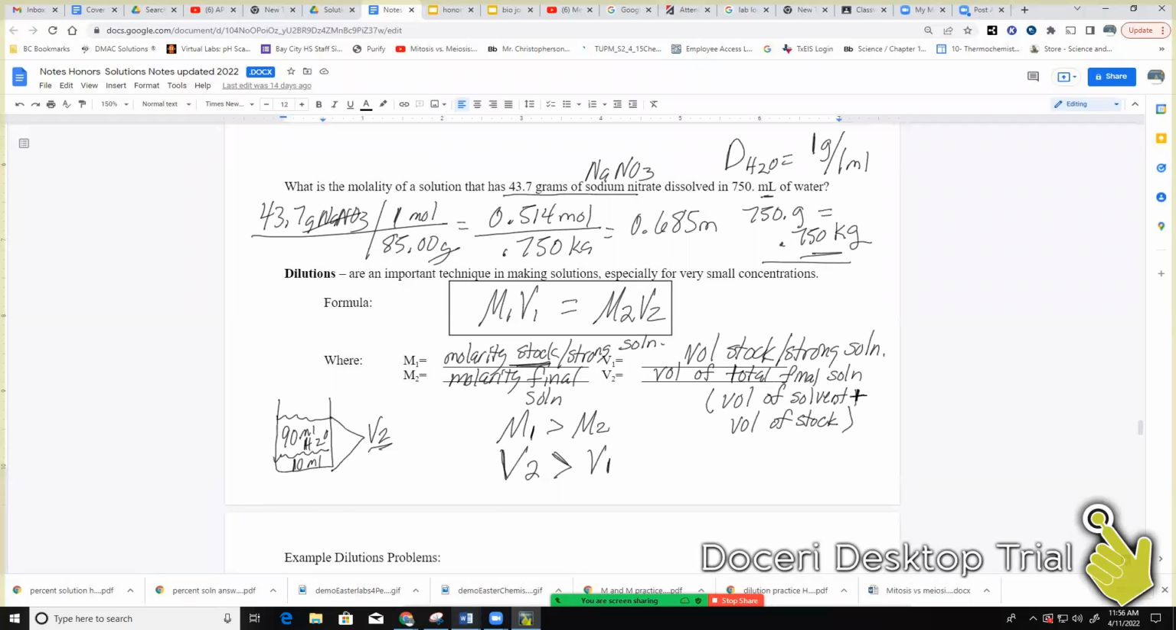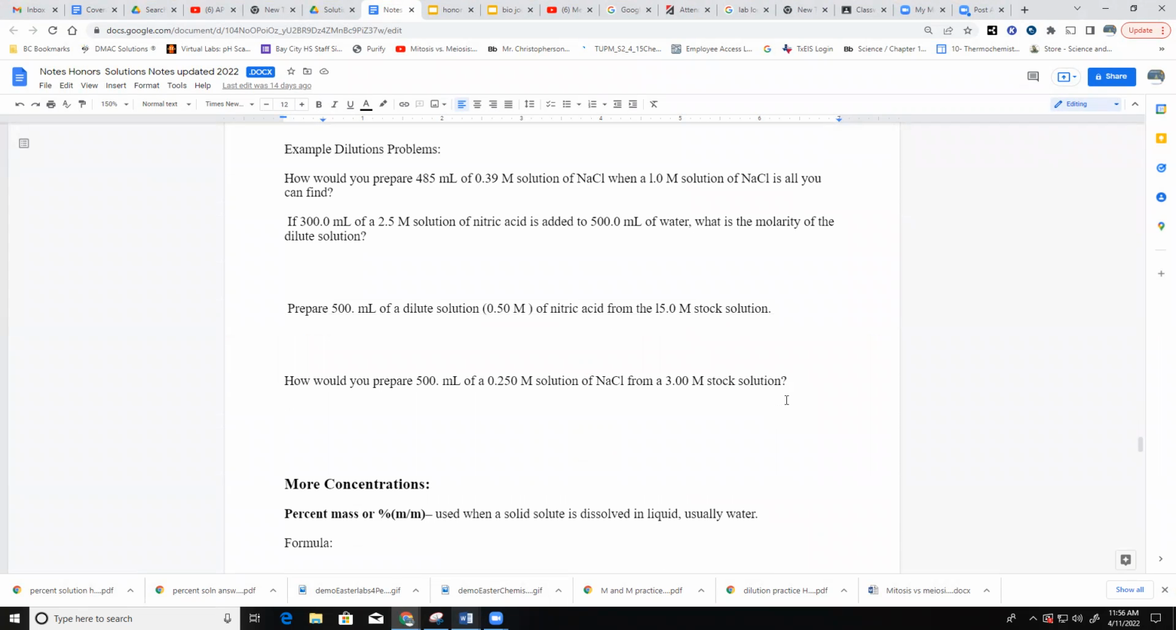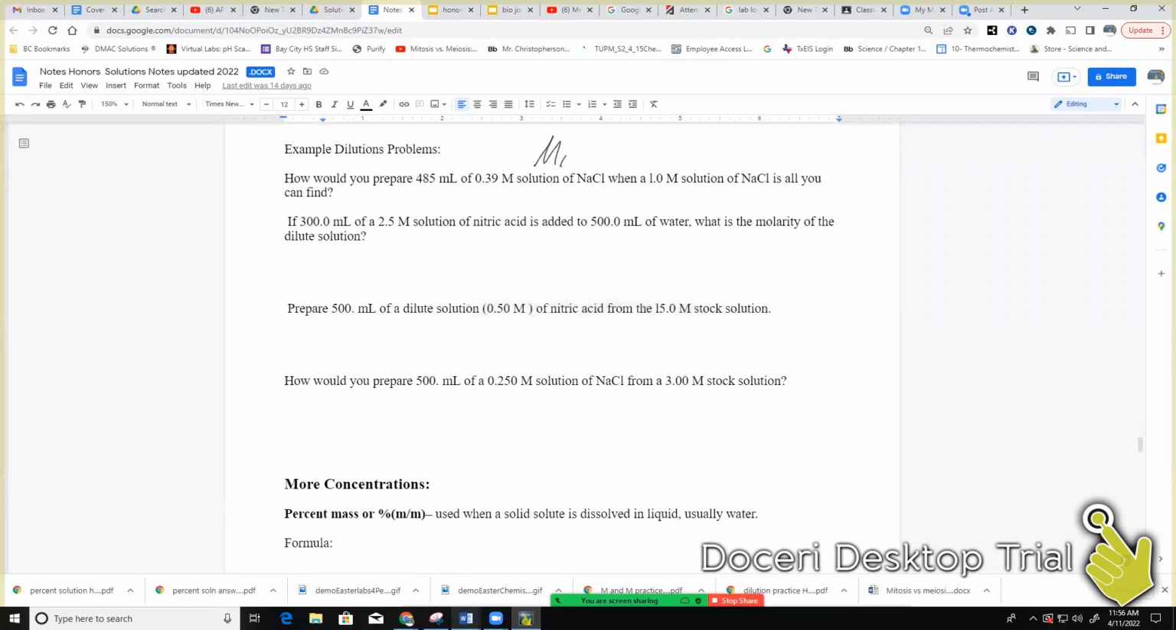All right, let's look at a couple of those before the bell rings. We'll just start off at the very beginning. I'm just going to jot my formula down: M1V1 = M2V2. All right, how would you prepare 485 mLs of a 0.39 molar solution of sodium chloride when 1 molar is all I had? So this is my stronger one, so this is my M1. This is my M2. This is my V2. And what I'm trying to find is my V1.